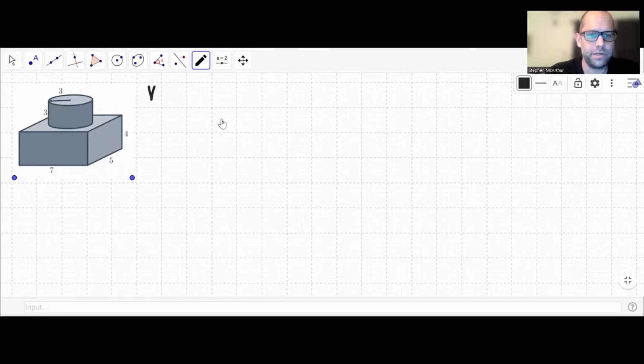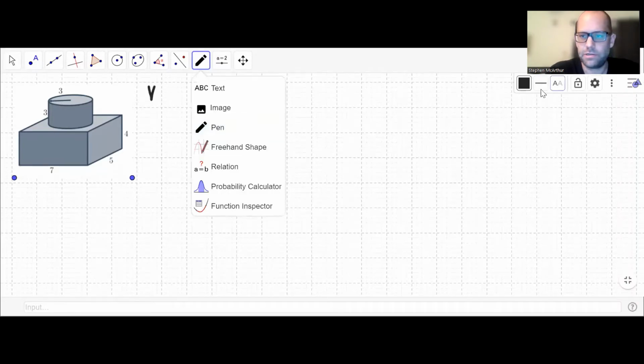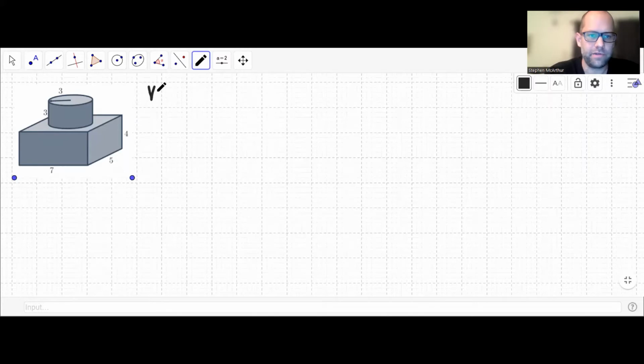Oh, that pen is too thick. Let's change all this. Change. Let's make that skinnier. There we go. All right. Going to have a big V, and everything else will be normal size.